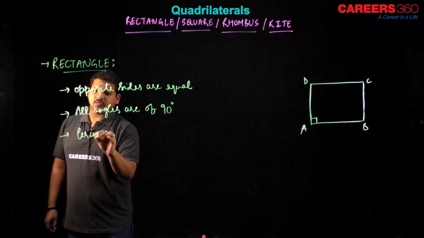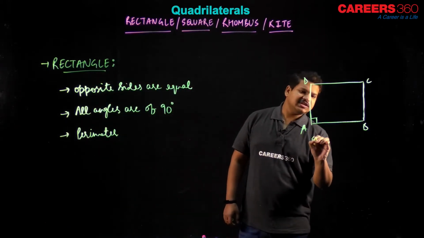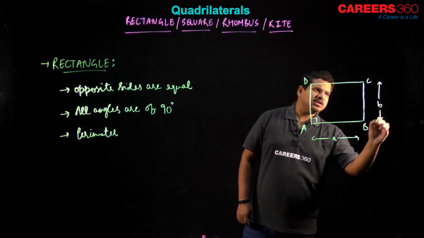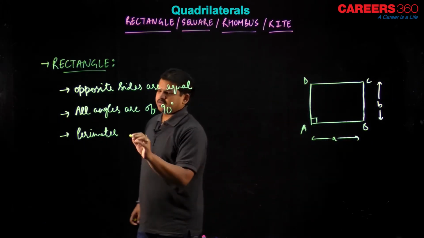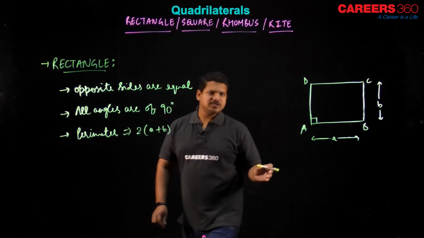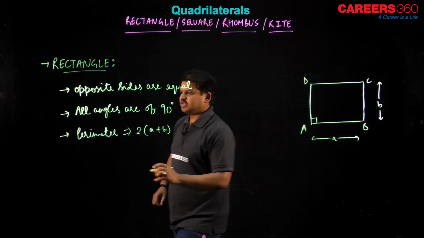Perimeter, what will be the perimeter? So, let's say the length of this side is A and the length of this side is B. So, the perimeter will be twice of A plus B. I hope it is pretty much clear. A plus A and then B plus B. So, that is twice of A plus B.